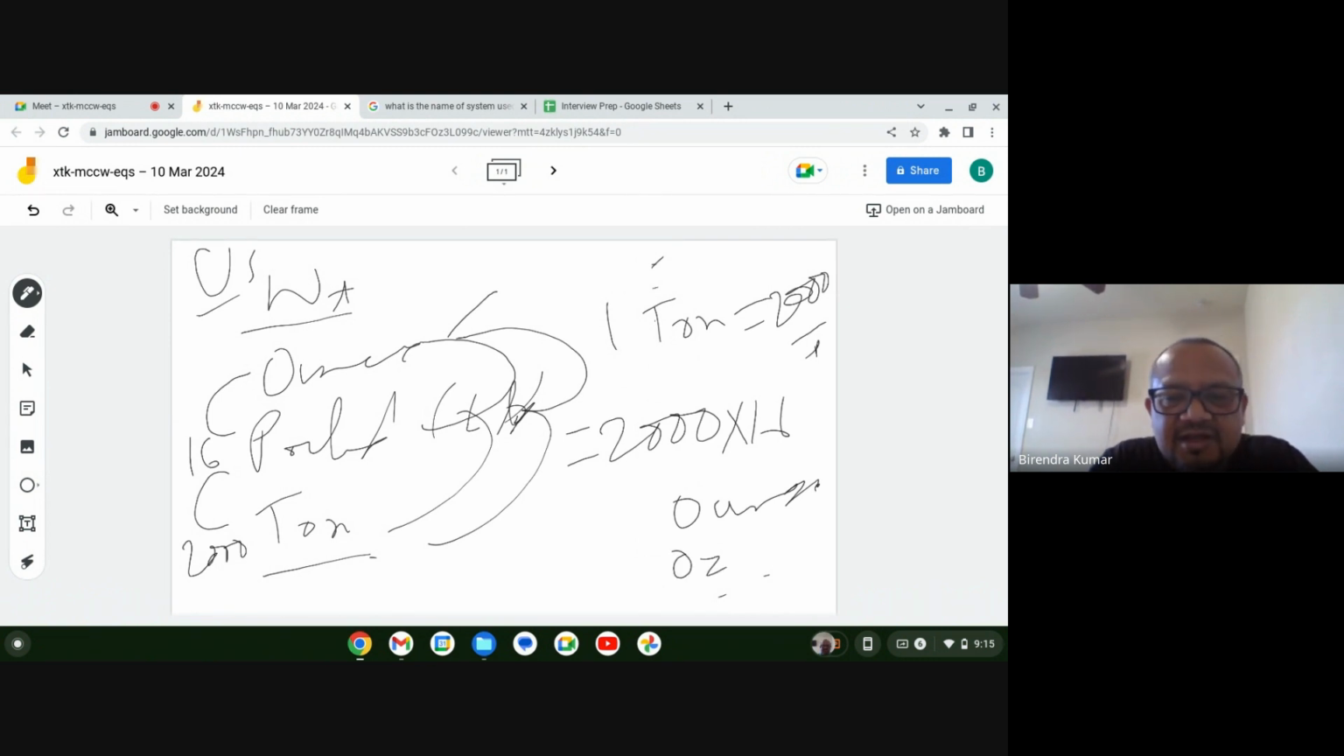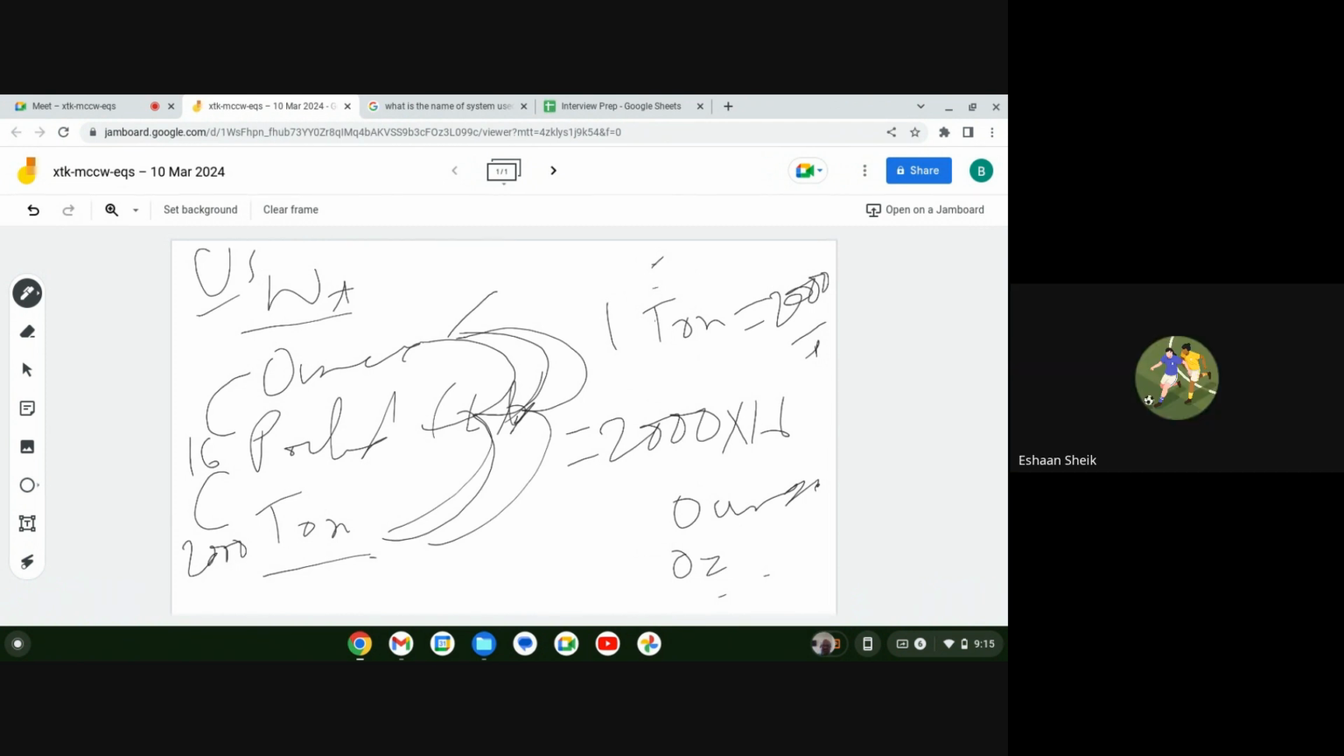So it is very important for us to know the sequence, like which one comes first, which one is a smaller unit, which one is a bigger unit, and then you'll always be able to convert. If you don't know whether pound is bigger or ton is bigger or ounce is bigger, then your problem becomes bigger to solve these. Any questions so far? No.